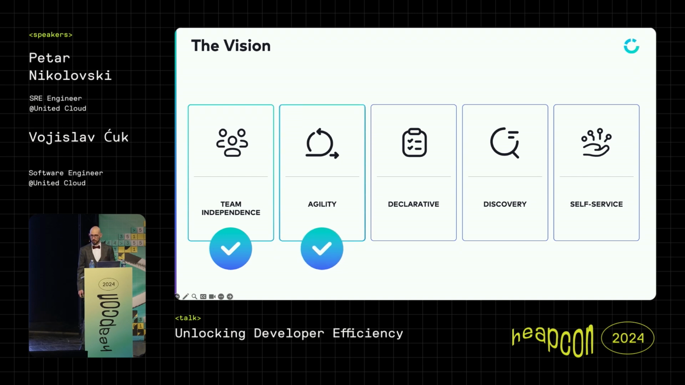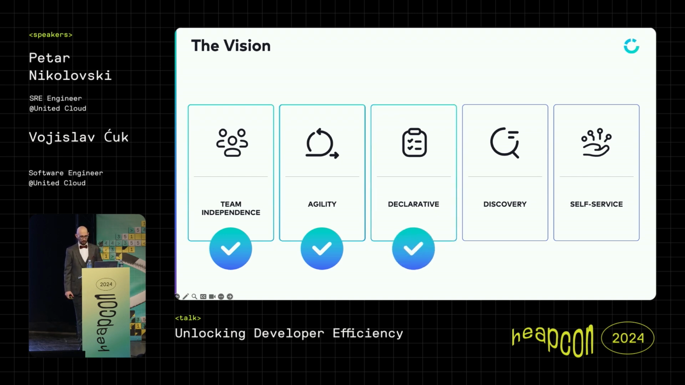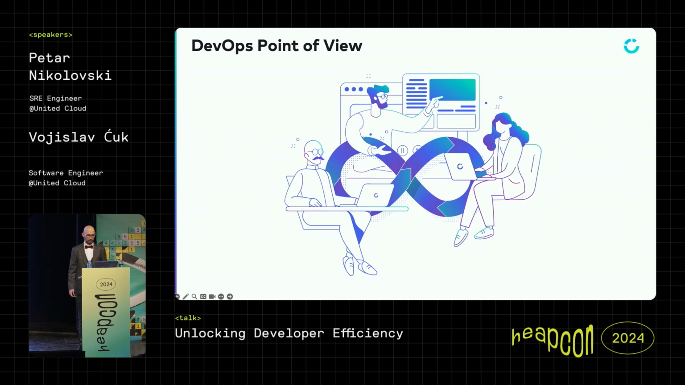That covers the agility. We use various in-house tools coupled with established tools such as Ansible and OpenTofu, and in that way we achieve a great deal of declarativeness in our infrastructure. In order to achieve greater discoverability and better self-service, we have turned to Backstage.